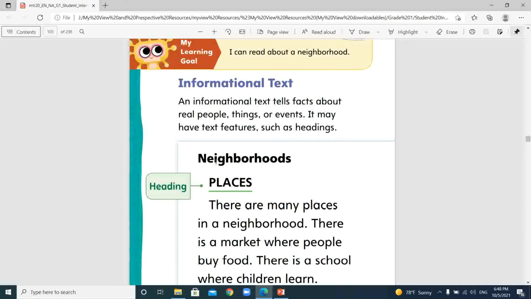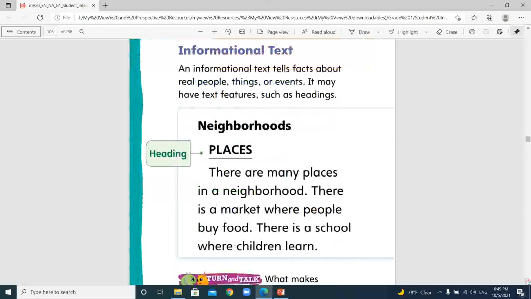So, what is the title of the story? Neighborhoods. So the title or the name of the story is called Neighborhoods. Here, there's another name. This is another title. This is the heading. The heading is like a title before a paragraph. What is a paragraph? A paragraph is a group of sentences that tell about one main idea.